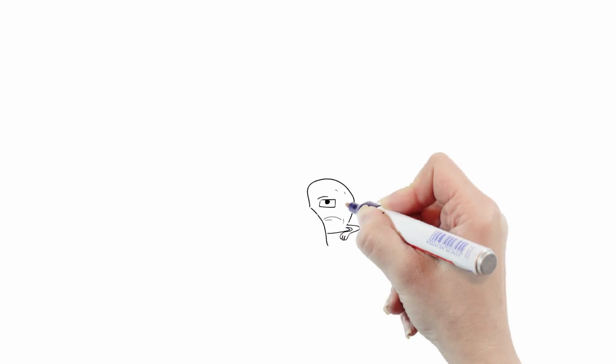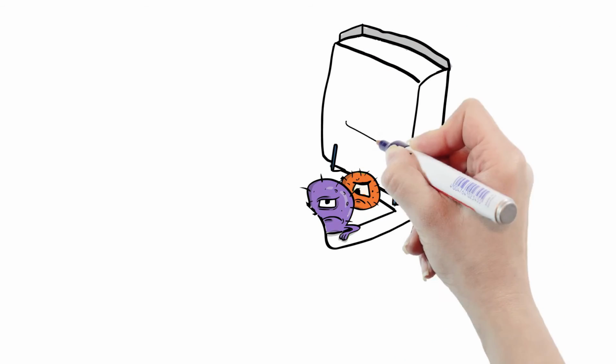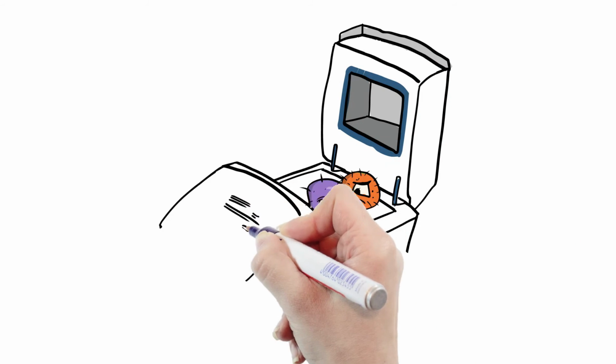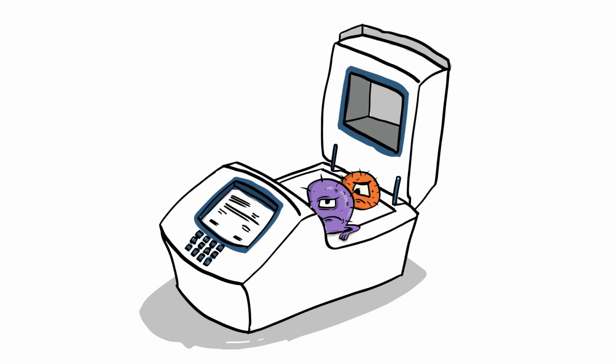To measure the bacteria, the lab makes billions of copies of the various species of bacteria DNA in a thermocycler, using a process called the polymerase chain reaction, or PCR. It's like a computer-controlled cooktop.